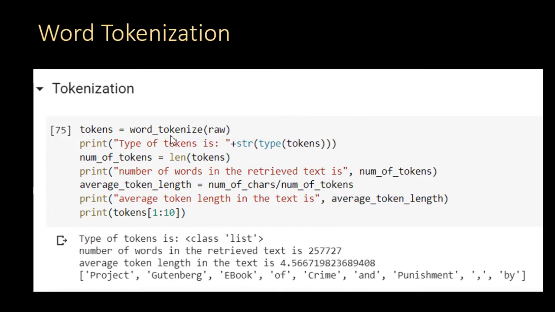You can use the word tokenize method and tokenize the string into words. We can count the number of tokens in the text. We can get the average length of a token. And you can use slicing to get a specific word sequence from the entire text. We can see the results over here.